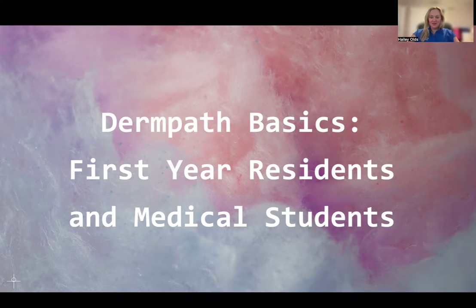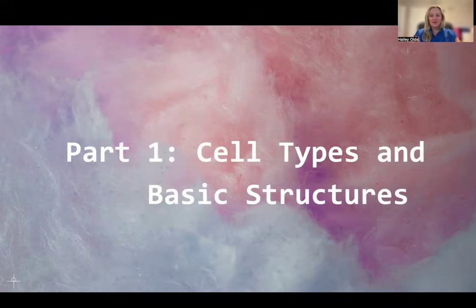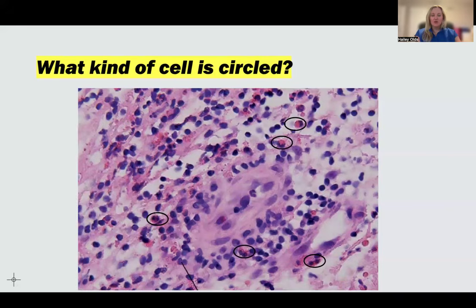Usually I would give this lecture live, but this is obviously a recording. So I will pause for you to think about it a little bit and feel free to pause the video as well. After you think about the slide, I will give a couple of hints and key findings, and then I'll give the diagnosis and go over why that's correct. So we will start with the cell types and basic structures. So what kind of cell is circled here?